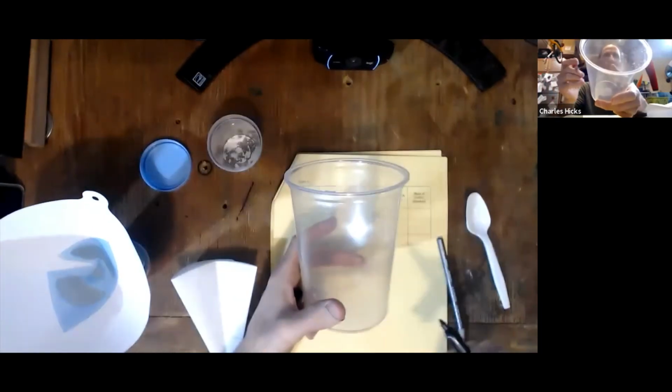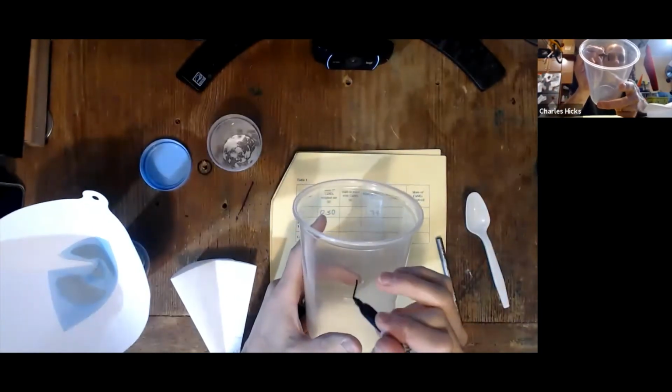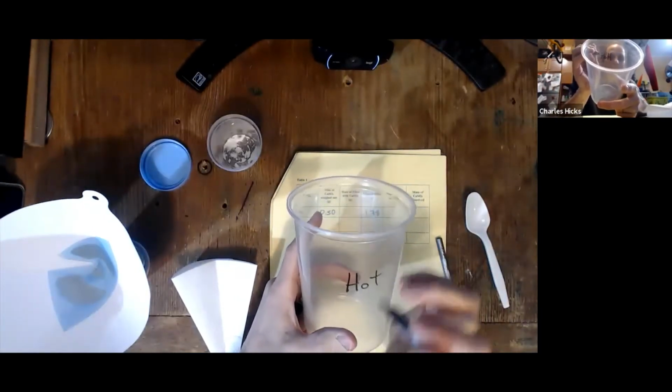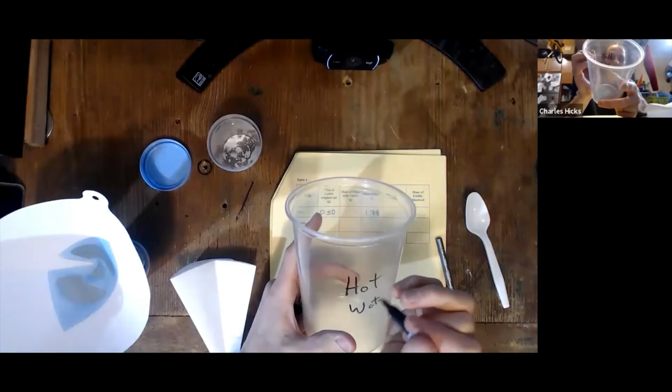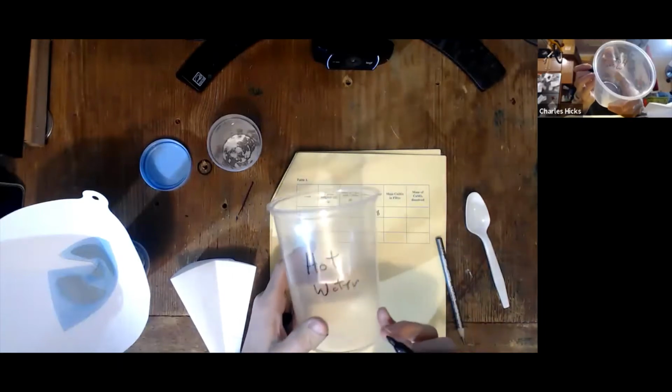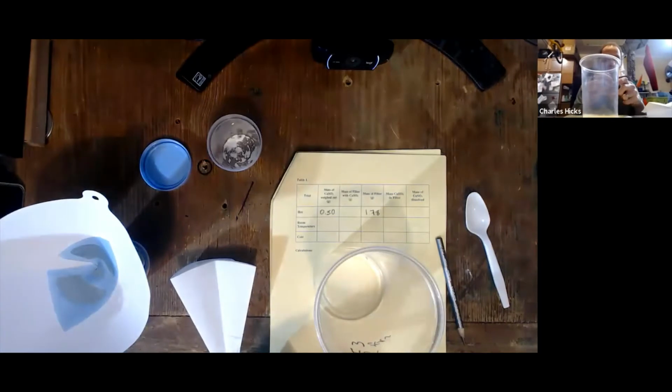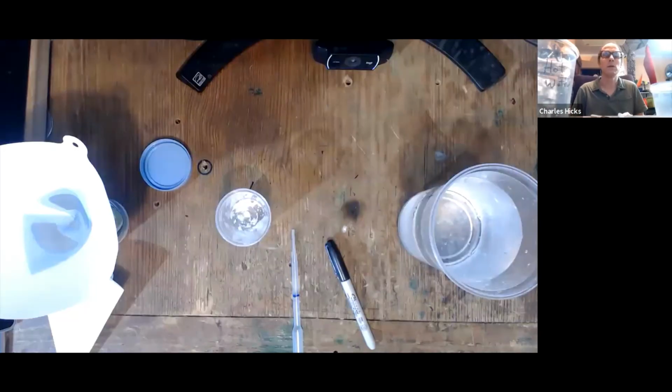Next thing we do is we need to obtain a bath of water. So I'm doing the hot trial, so I'm going to go get some hot water. And by hot water, I mean the hottest water I can get from the tap without using any external heating devices. Okay, so I'm back with my hot tap water now.